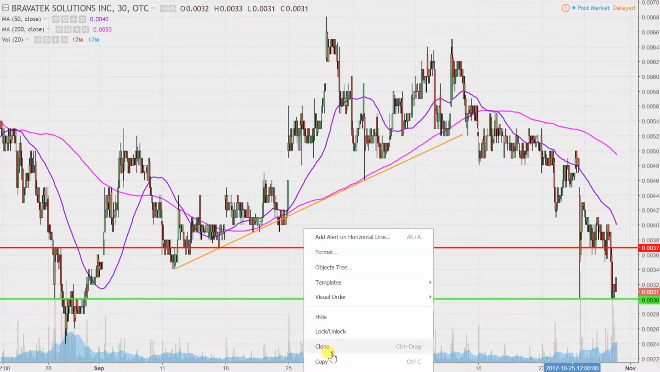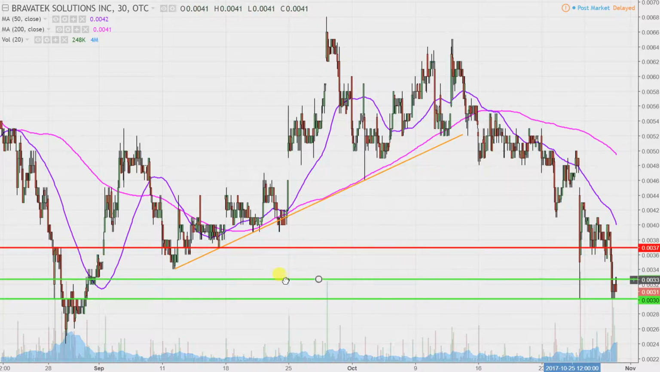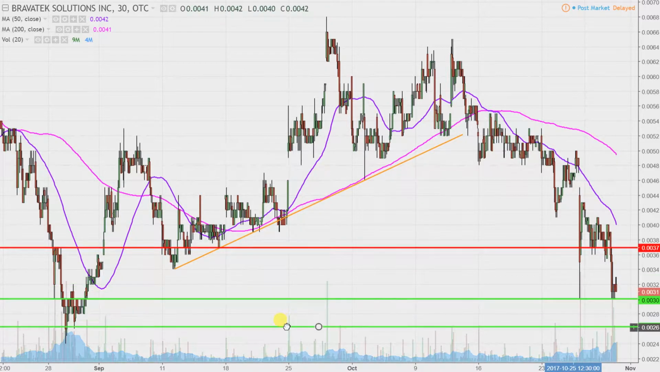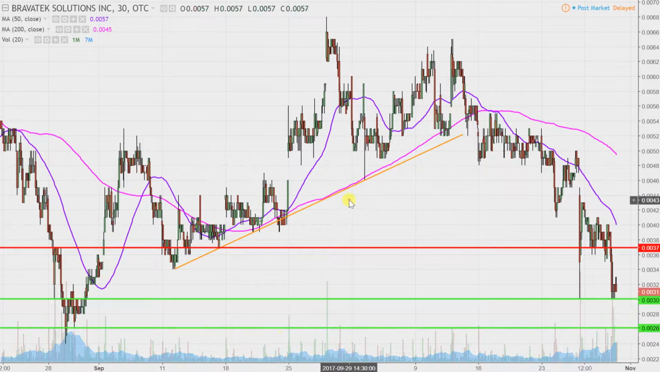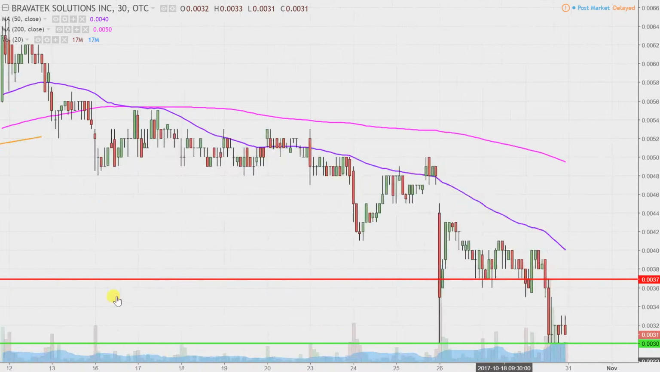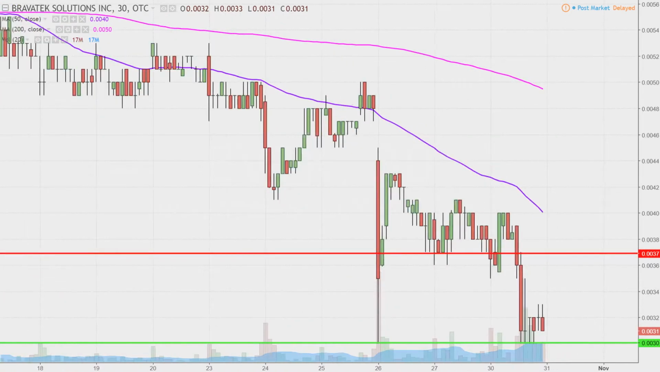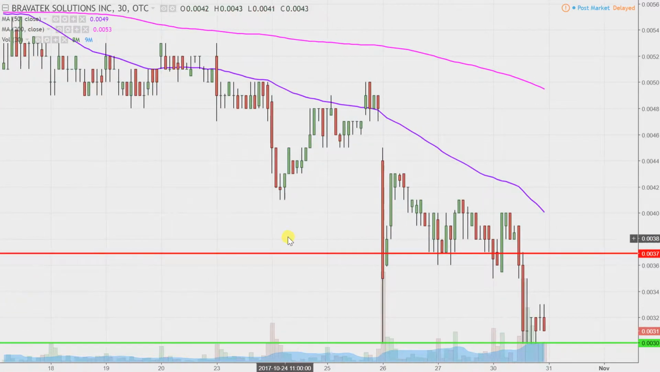In the event 003 cannot hold, the next key overall area of support is down here at 0026. So 003, 0026, the next key areas of support. So price was able to maintain the current support. Will that remain the case going forward?